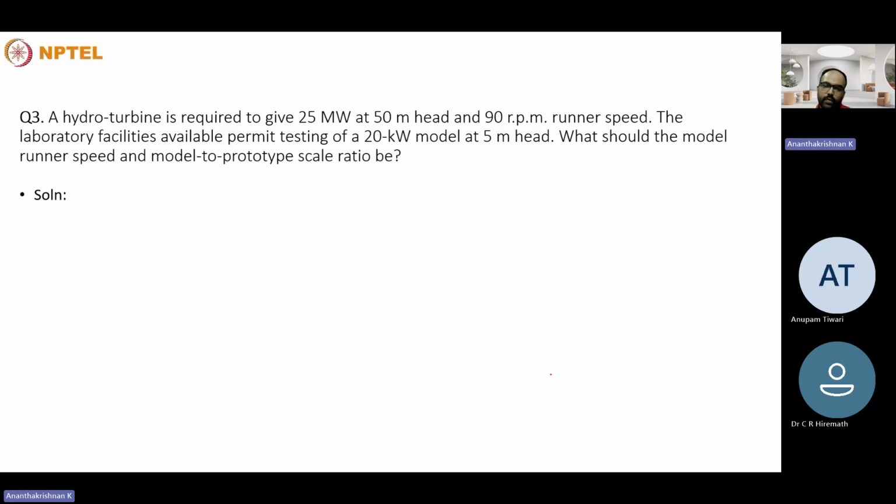How will we tackle this problem? There is a prototype and there is a model. So what should be the comparison parameter that should be kept as a constant? The dimensionless parameter that should be kept constant, so that a one-to-one comparison can be made between the runner, between the prototype as well as the model. So what should that parameter be? Dimensionless parameter.